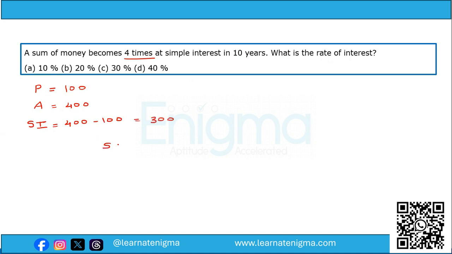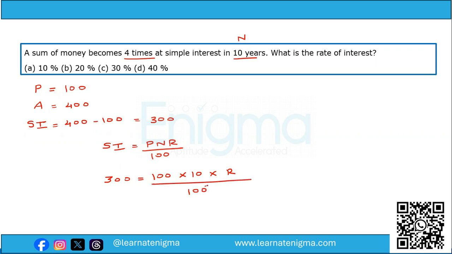Now the formula for simple interest is PNR by 100. So let's substitute all the values. Simple interest we have calculated, it comes out to be 300. Principal, as per our assumption, it is 100. N it is given to us is 10. R we have to find out.